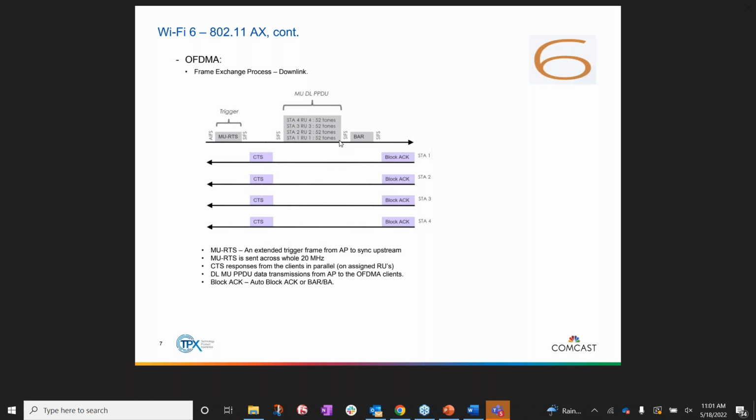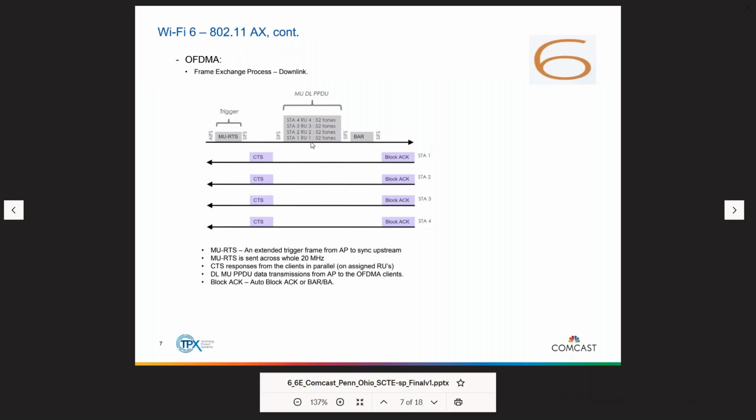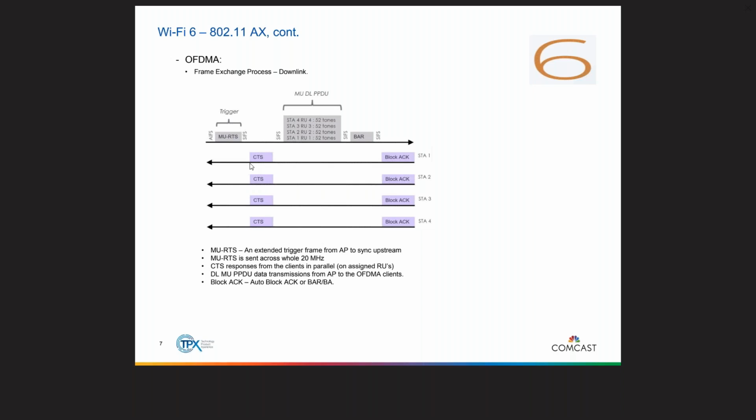But in this picture, we have 52 tones, and after the fifth time, the AP will initiate a block acknowledgement request. That means it is asking the clients whether the previously sent packets have been received or not, and the clients will respond back with a block ACK. It's like a confirmation. And below I have mentioned a textual walkthrough of what's happening in multi-user RTS.